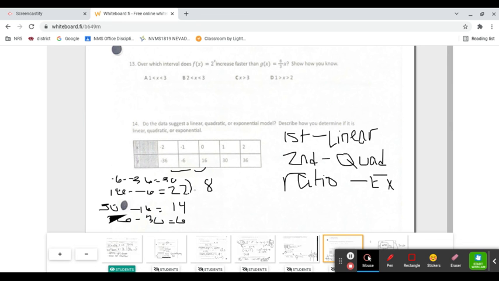This one would be 8. This one would be 8. And this one would be 8. That means that this is the second difference. They're all the same. So this would have to be quadratic.